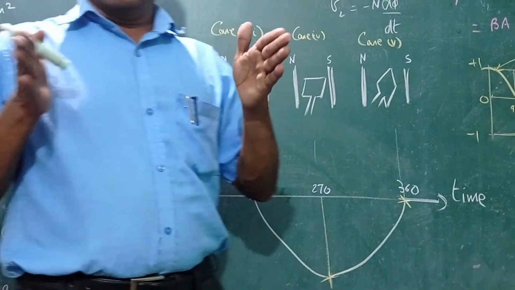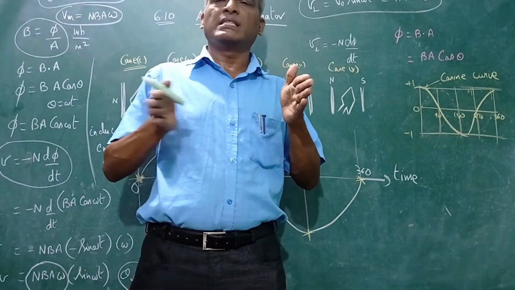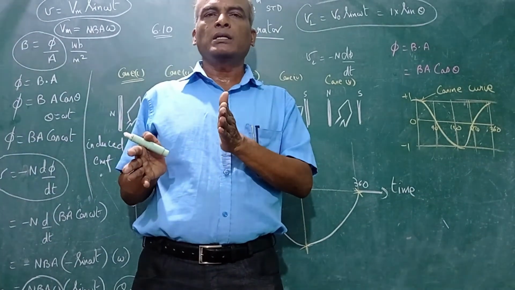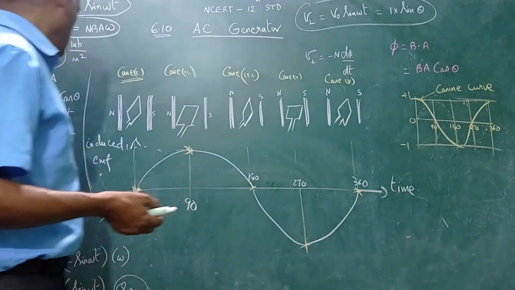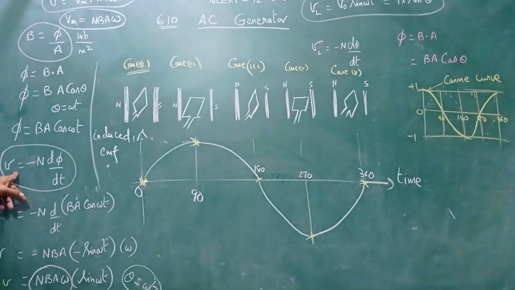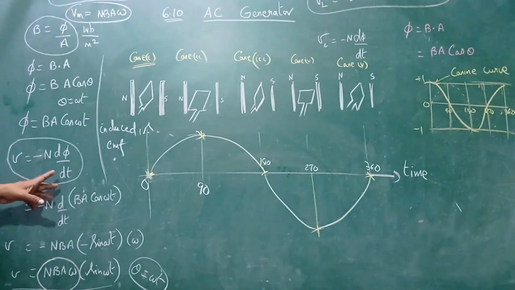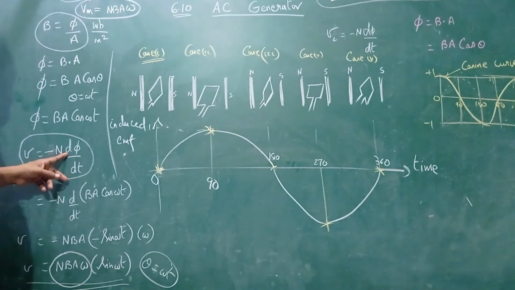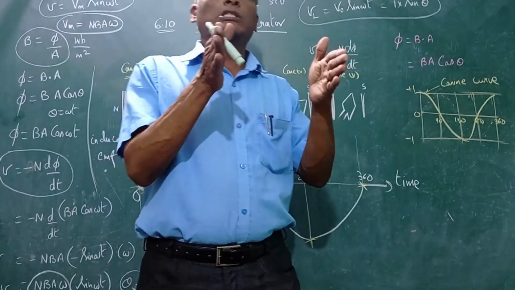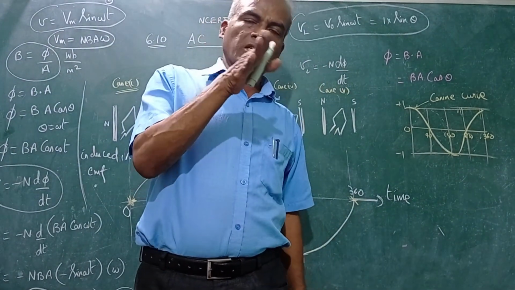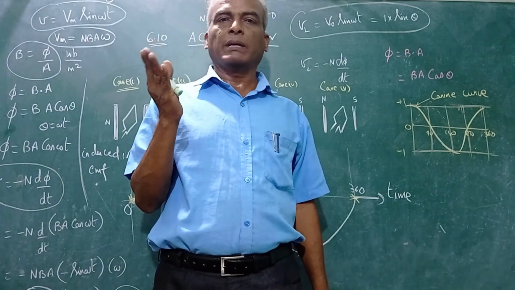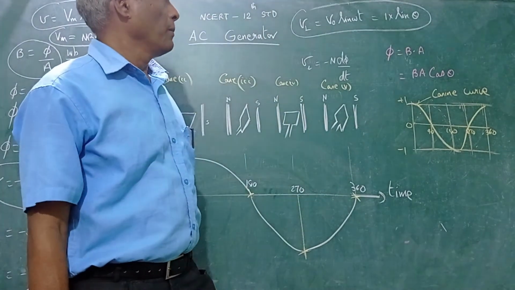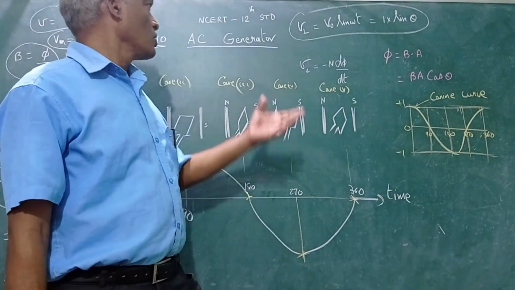So you have a north pole, a south pole, magnetic flux lines are there, and you keep a conductor. By Faraday's law, you know that the voltage induced in the coil is given by minus N d phi by dt, where N is the number of turns and d phi by dt is the rate of change of flux. When it starts moving, there is a rate of change of flux, and at one point it is maximum and at another point it is minimum. That's all about AC generation.